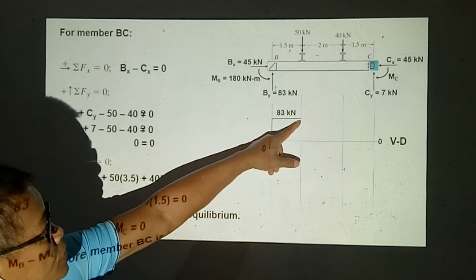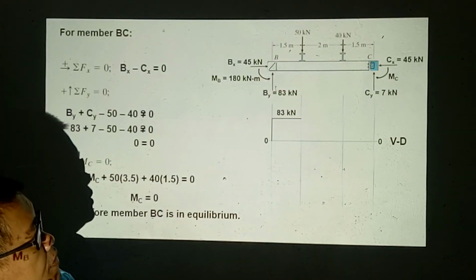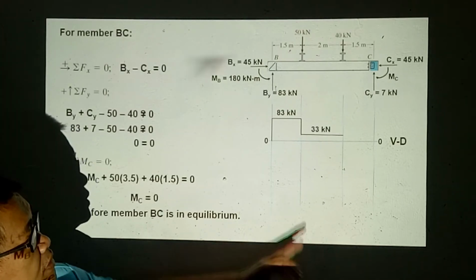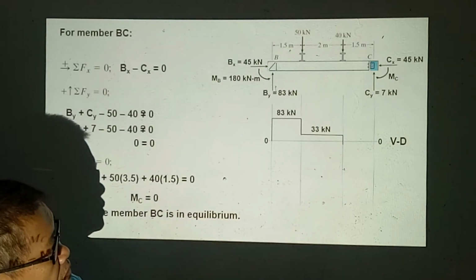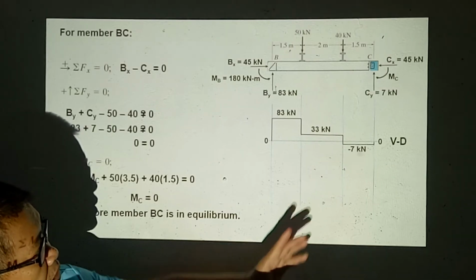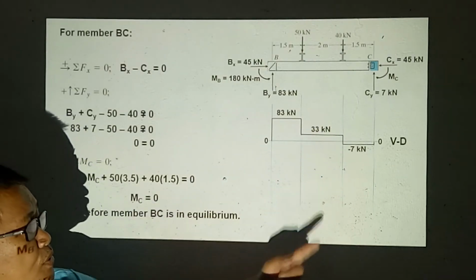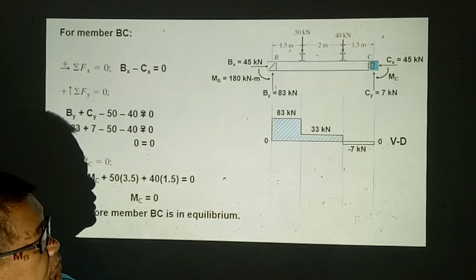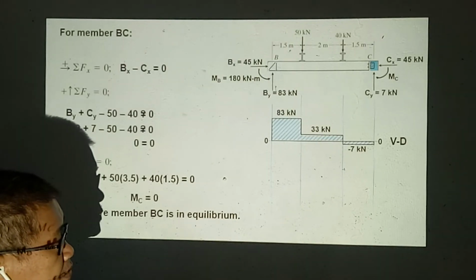And then from this point, we subtract the applied load of 50. So 83 minus 50 gives us 33 kilonewtons. And then 33 minus 40 downward, then we have negative 7 kilonewtons, and we have the reaction Cy of 7, so it goes up to 0. So the shear diagram closes, and we have here the shading for the shear diagram.